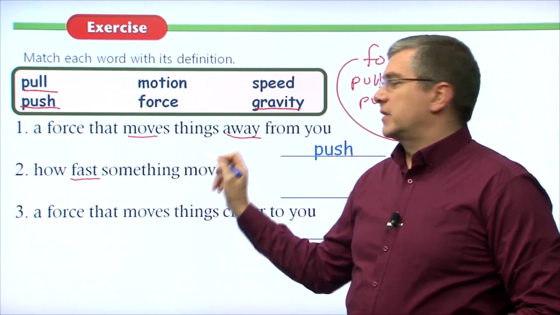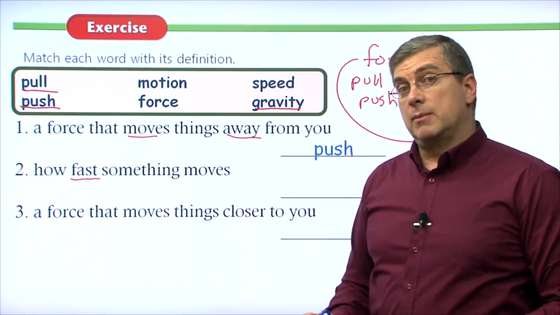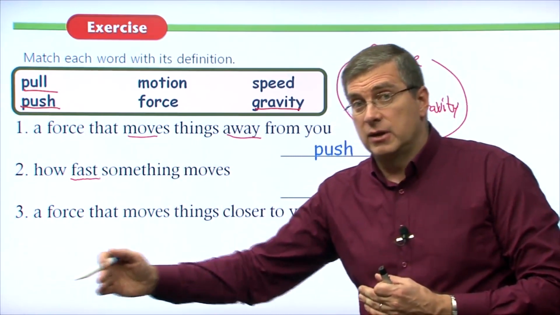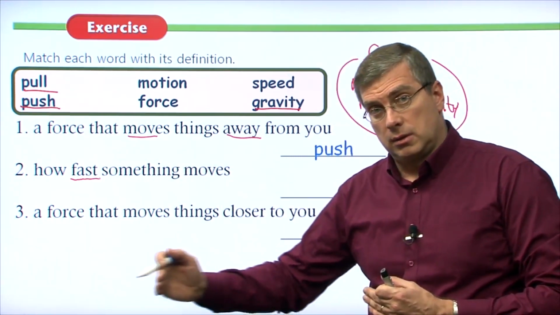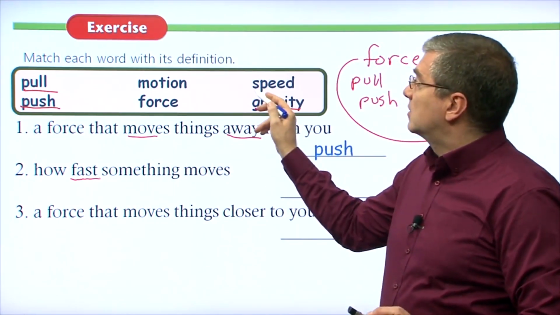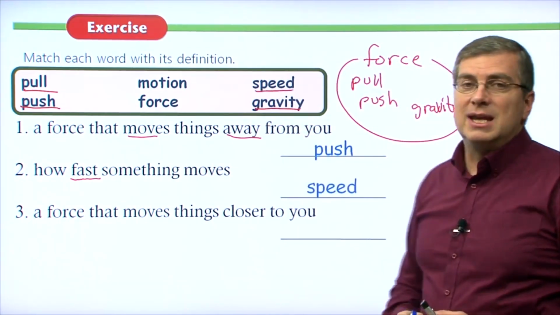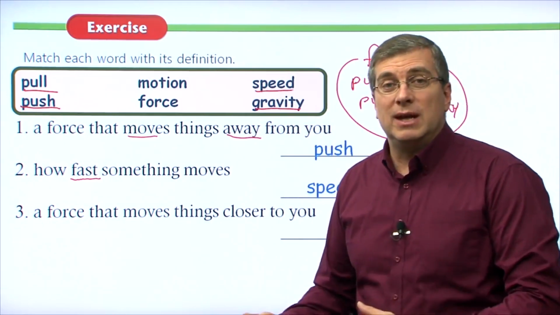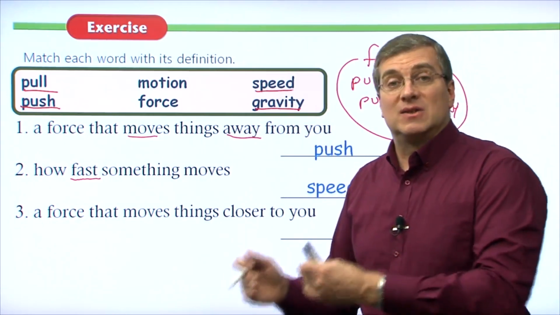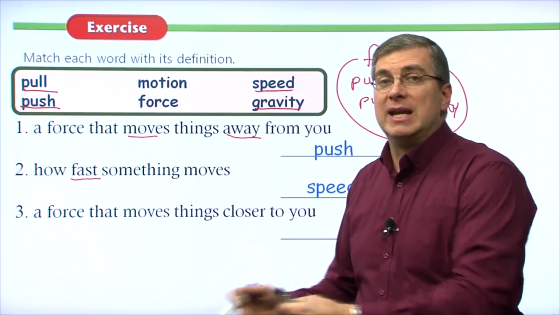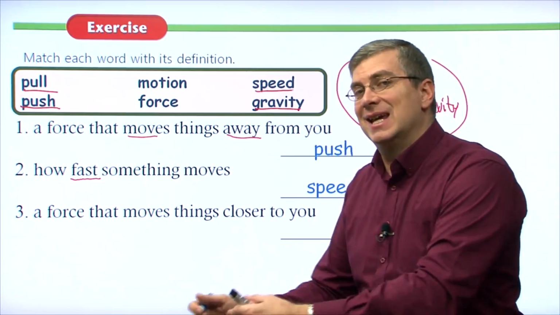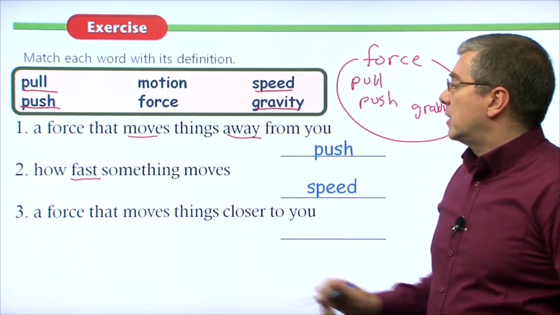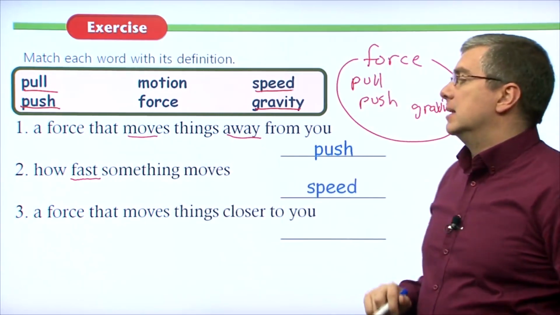Number 2, how fast, our key word here is fast. How fast something moves. So when we're talking about something that's moving very fast or slower, right? We're talking about the speed of something. So the speed, how fast is it moving? What is the speed? So we're talking about fast, we're talking about speed.